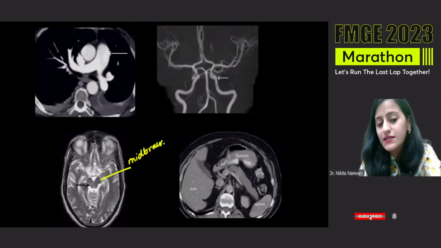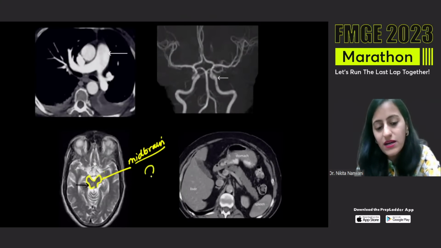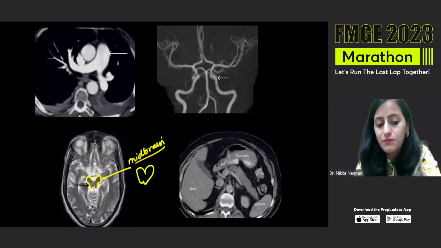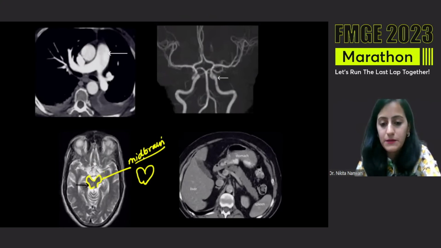If you correlate it with the cadaveric images, the classical shape here, which is that Mickey Mouse shape or the heart shape, that Mickey Mouse or heart shape is going to be midbrain. Okay, that's going to be midbrain. So this is the midbrain. Always remember the shape. All right. Going to the next image here.